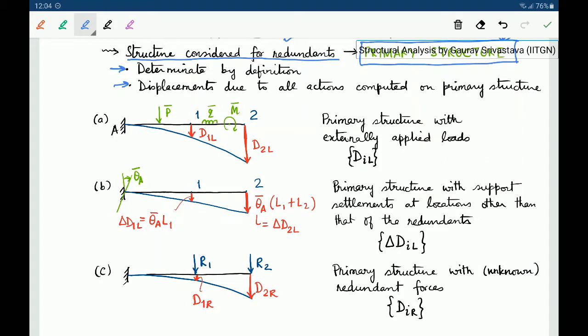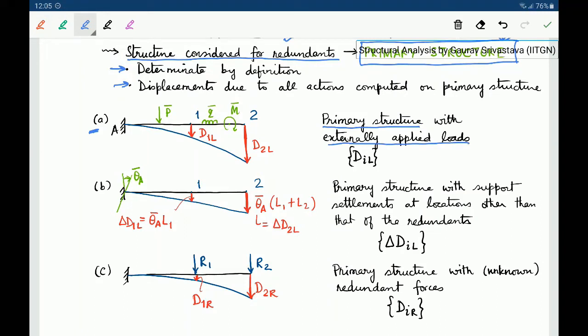Okay, now let us break it down into a few cases. We are still considering the earlier structure where at coordinates 1 and 2, which were joints B and C, there were roller supports. For the primary structure, we have removed these roller supports, which reveals R1 and R2. Now we have to carry out three types of analysis for the primary structure before we can enforce compatibility. The first one is we consider the primary structure with the externally applied loads.